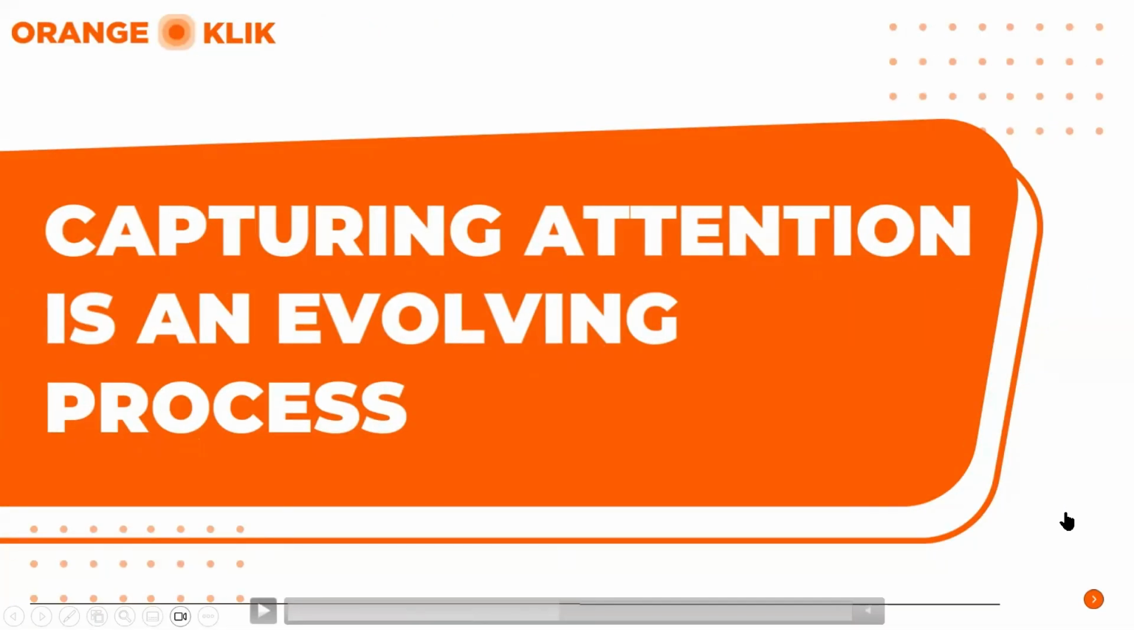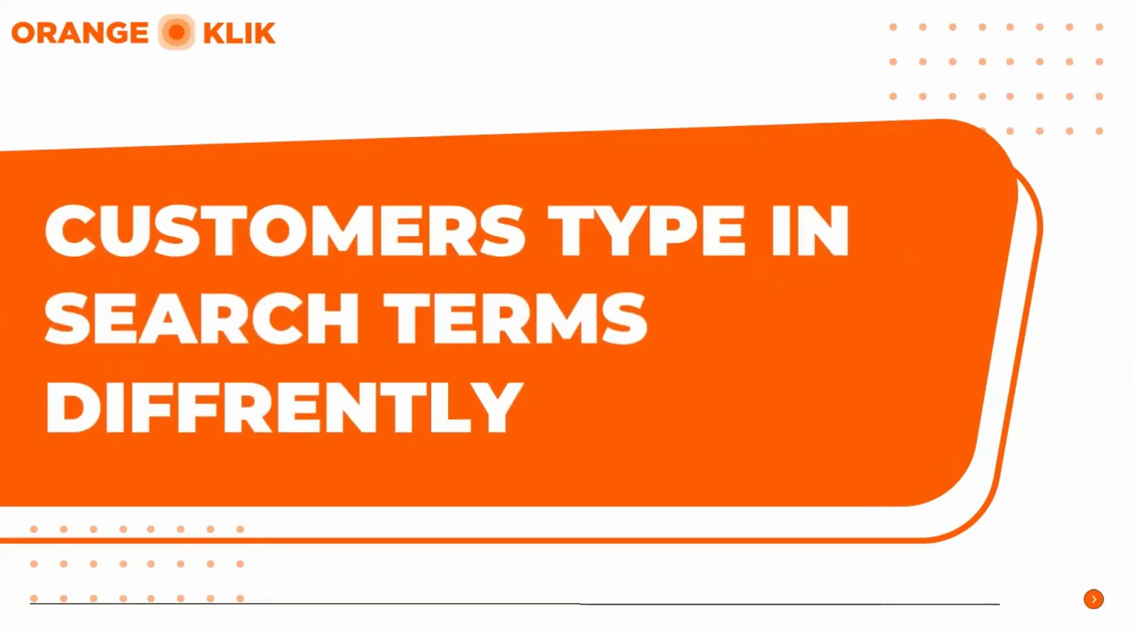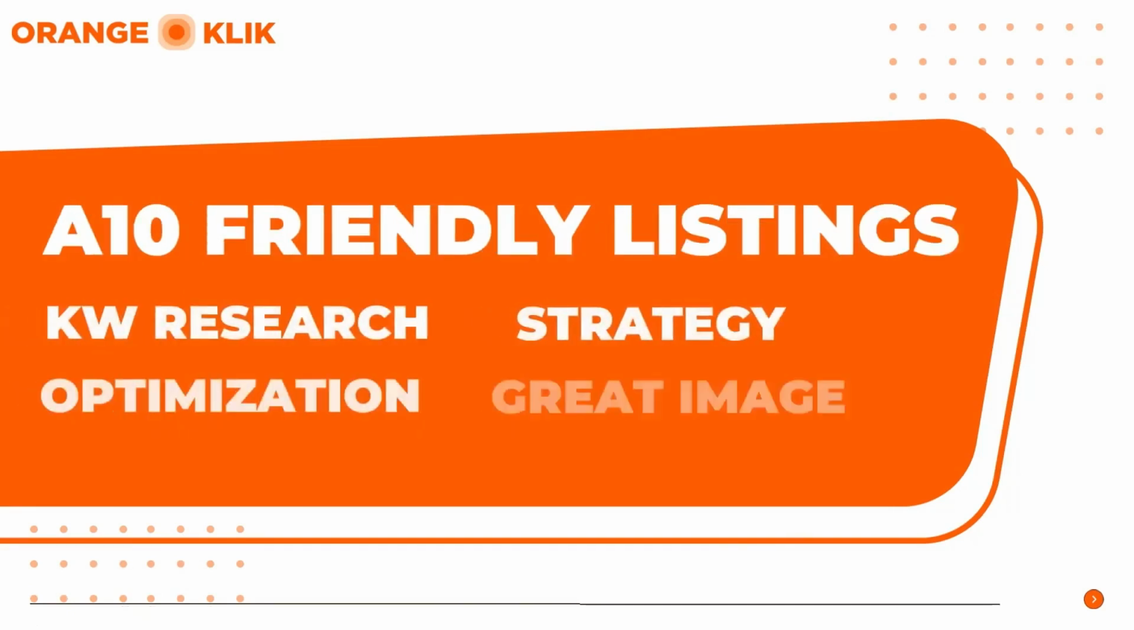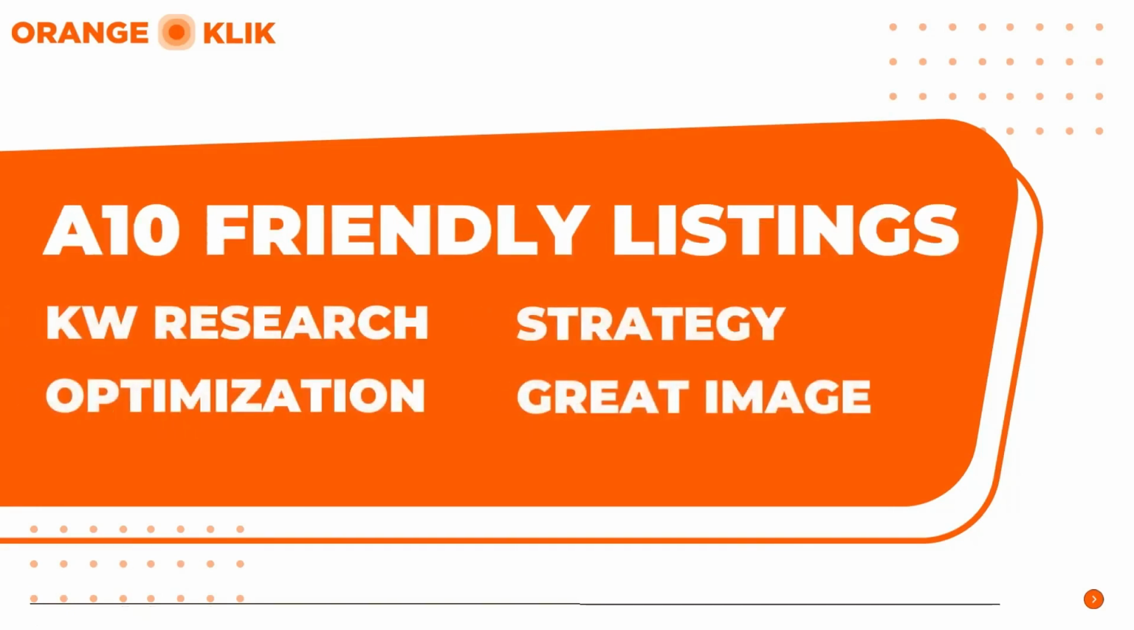Capturing Amazon customers' attention is becoming more and more of an evolving process for all Amazon sellers that want to get ahead and get their products exposed frequently to the right target audience. Customers on Amazon type in search terms differently than in Google or any other search engine. And in the ever-changing Amazon landscape, creating product listings that are always Amazon algorithm friendly is very challenging and requires constant keyword research, dynamic strategy, optimization, and great images in order to get to the top of the Amazon search results page.